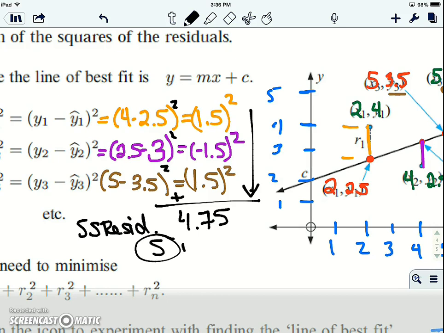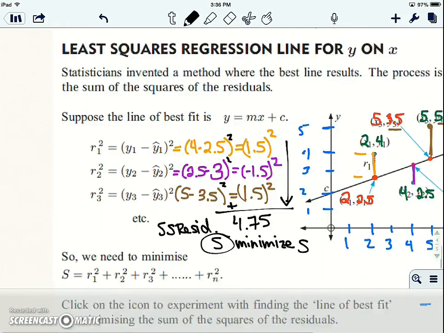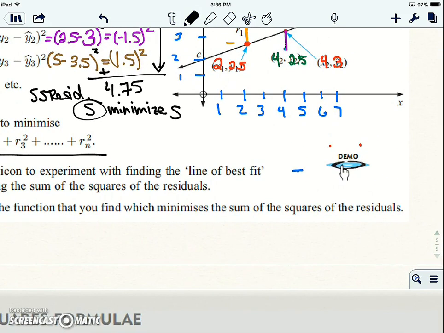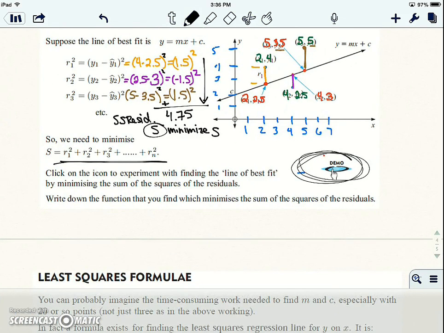And what we want to do is minimize S. We want it to be as small as possible. When it's the very, very smallest, then we know our line fits the best. So again, we need to minimize S for every residual in the group. And I will show you a demo of that in class that makes a lot of sense. So until then, let's just go with the formula that'll do this for us.